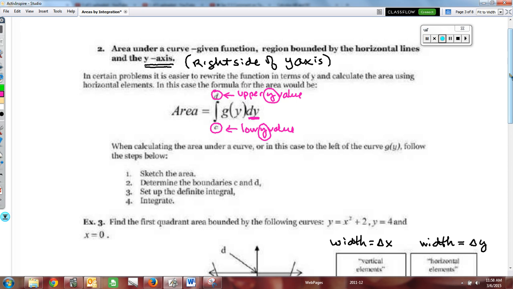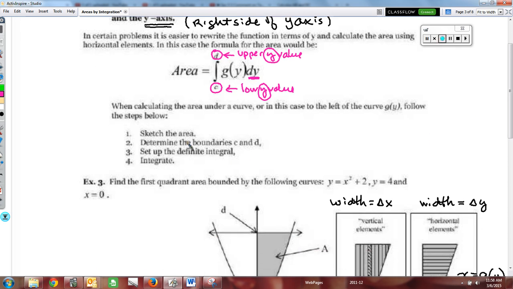So you're basically going to do the same thing that we did. You're going to sketch your area, you're going to determine your boundaries, and remember that these are y values. You're going to set up your definite integral. You're going to make sure that you're using dy, because the width of your representative rectangle is going to be dy, and then you're going to integrate.